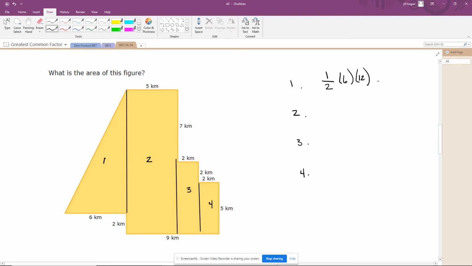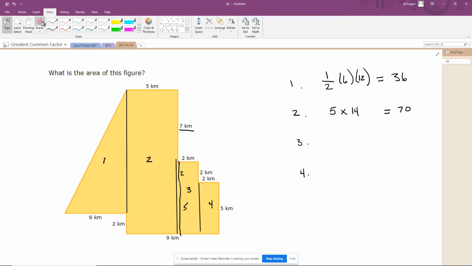Okay, so 1/2 of 6 is 3, times 12 is 36. All right, now shape 2 is a rectangle. So we know one side of the rectangle is 5. And I already figured out the other one was 14, but I'll just go over how I get it. That side is 5. Then this little piece here would be 2. Then this little piece here would be 5. So 7 plus 2 is 9, plus 5 is 14. Okay, so now multiply those together, and I get 70.